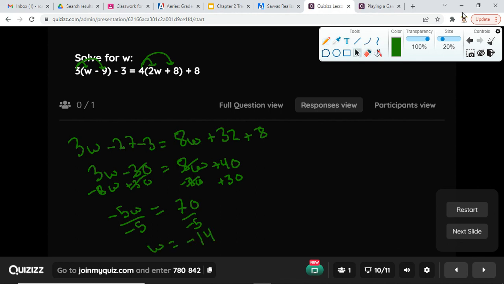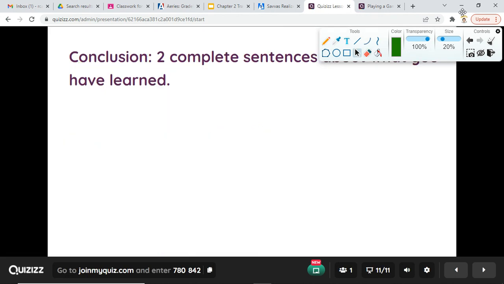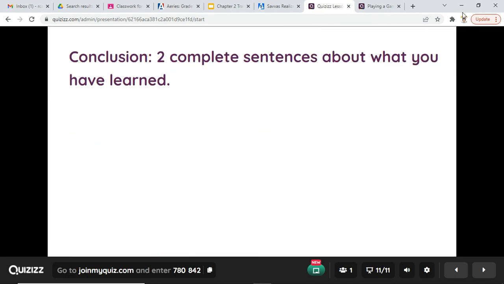Negative 14. All right, everybody, all I need from you today is a 2 complete sentence conclusion about what you learned today. 2 complete sentences. Make sure you get it down in your notebooks.